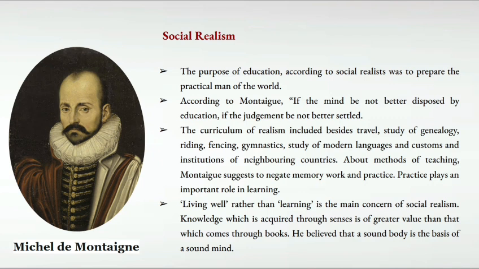The purpose of education according to social realists was to prepare the practical man of the world. According to Montaigne, here on the left side of the slide, if the mind be not better disposed by education, the judgment be not better settled. The curriculum of realism includes, besides travel, study of genealogy, riding, fencing, gymnastics, study of modern languages and customs and institutions of neighboring countries. About methods of teaching, Montaigne suggests to negate memory work and practice. And this practice plays an important role in learning.